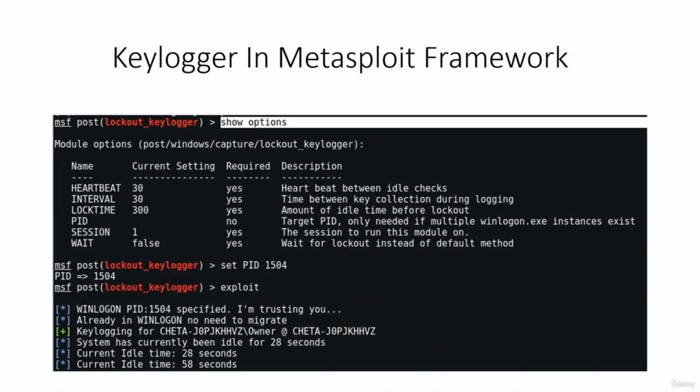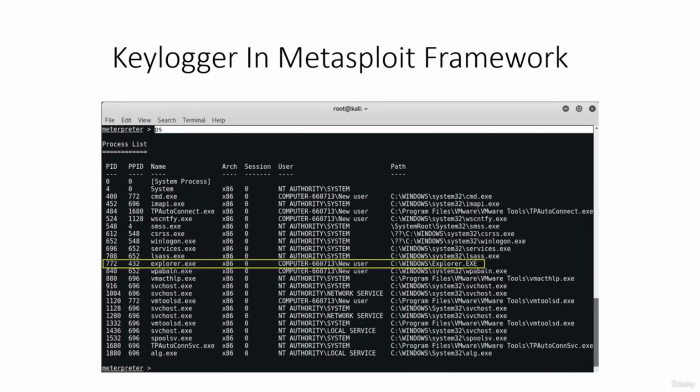This password could be a simple password or even a complex one. It does not matter. Lockout keylogger intercepts it and displays it as plain text on the penetration tester's machine. And as you can see, it's pretty easy.